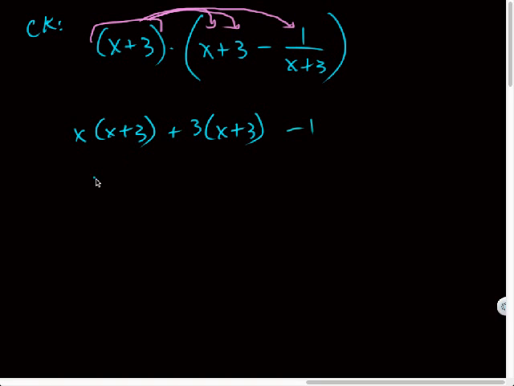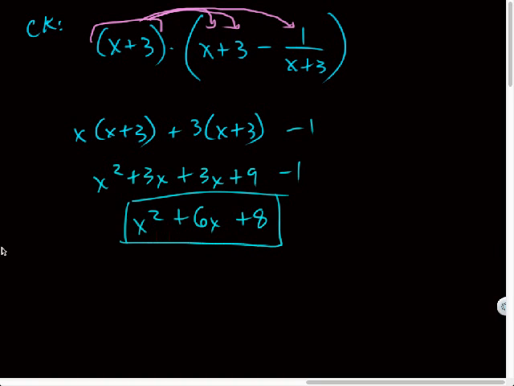So watch, let me do this real quick. x squared plus 3x plus 3x plus 9 minus 1. I'm just distributing out. Combining like terms, I get x squared plus 3x and 3x is 6x. 9 minus 1 is 8. Do we recognize this? That's the x we got. This was equal to the dividend. Exactly. So that means that works, we did it right. Hooray.